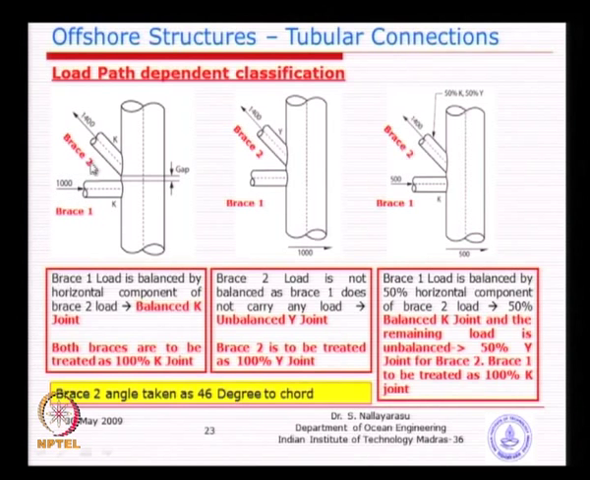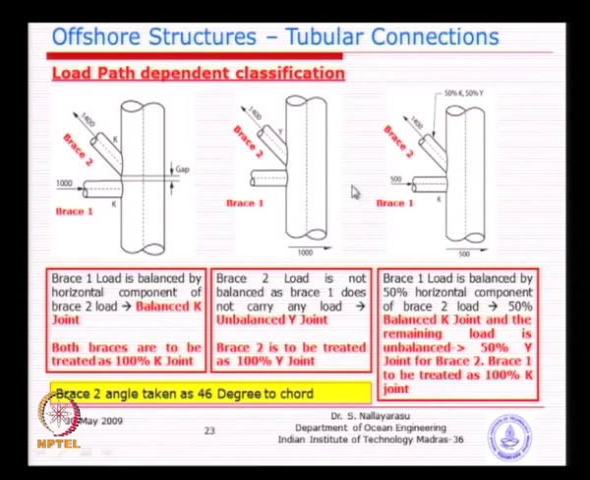You understand the idea, no? Now, if I have 25 degrees or 30 degrees instead of 46 degrees, then you will not get a 100% K joint. You need to find out what the load amount is, and only that amount will be K joint. The remainder will be a T joint of a certain percentage. So, you should know how to calculate.